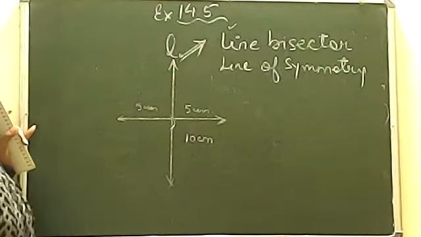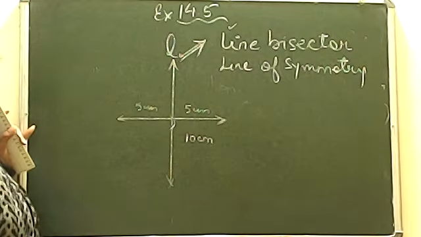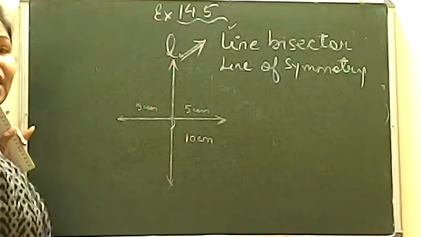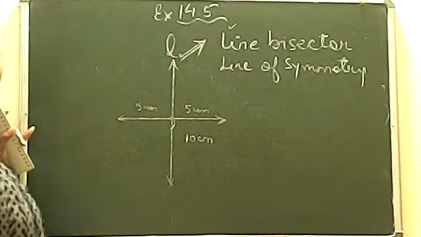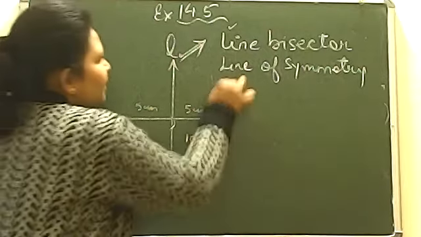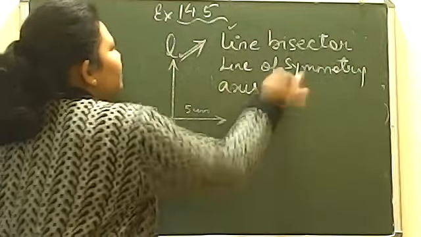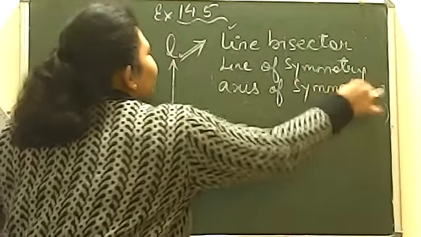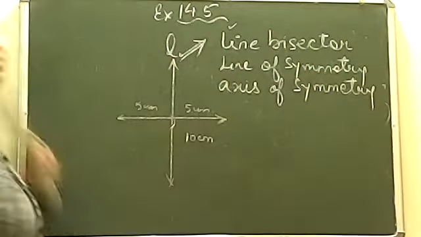What is the other name of line of symmetry? May I know from you all? Write it down in the chat box. What is the other name of line of symmetry? Wonderful. Axis of symmetry. Axis of symmetry. So this is one more name, beta. Okay, this is one more name, axis of symmetry.